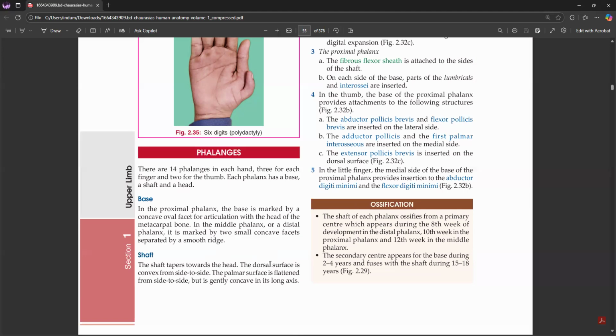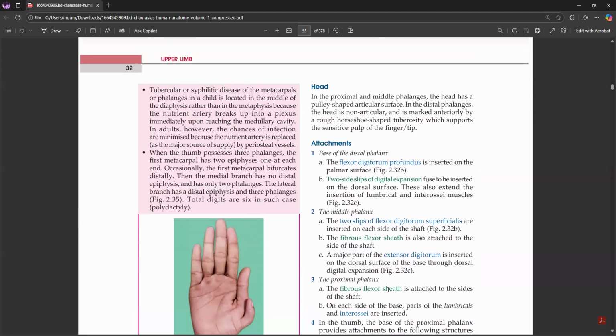Shaft. The shaft tapers towards the head. The dorsal surface is convex from side to side. The palmar surface is flattened from side to side, but is gently concave in its long axis.